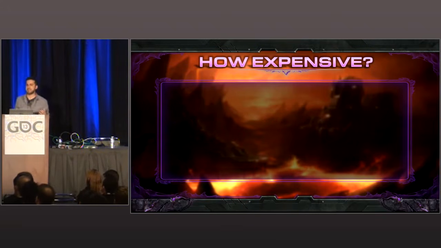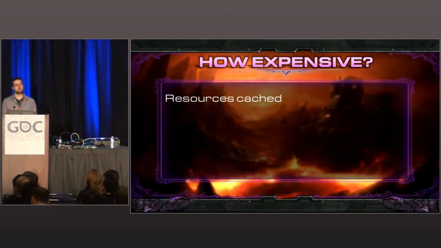Well, it turns out it actually doesn't have to be that expensive. The first thing to realize is that the most expensive part of cutscenes is going to be loading the assets from the disk. And any sane engine is going to cache those resources. And instantiating a new model from the resource cache, well, that's very fast. So we don't have to worry about that.